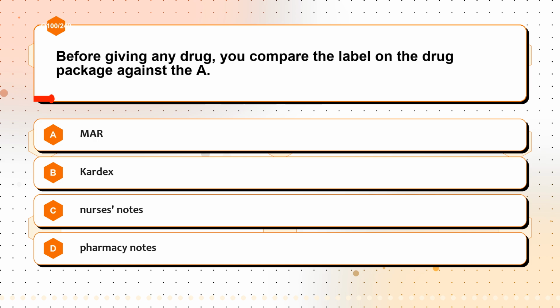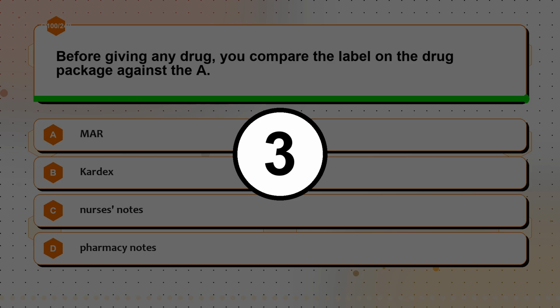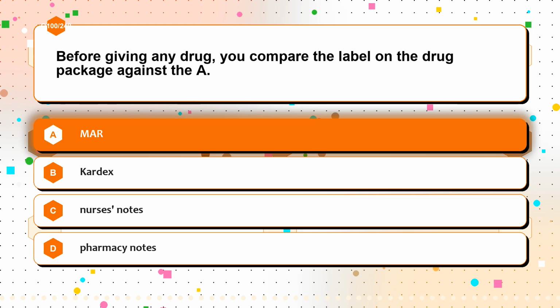Question 100. Before giving any drug, you compare the label on the drug package against the blank. Here are the options. Option A, MAR. Option B, Cardex. Option C, nurse's notes. Option D, pharmacy notes. The correct answer is option A, MAR.